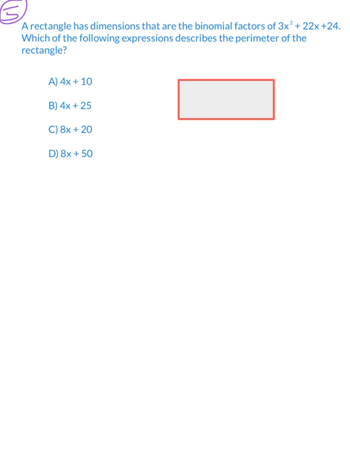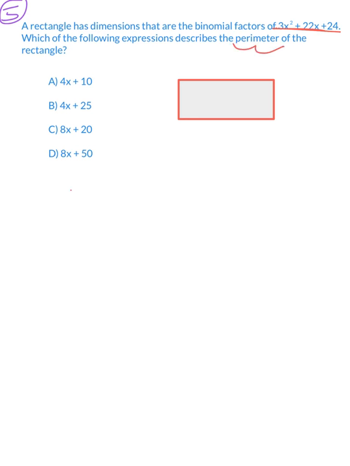And looking at our last problem for today, it says a rectangle has dimensions that are the binomial factors of 3x squared plus 22x plus 24. Which of the following expressions describes the perimeter of the rectangle? So we have a lot of things going on. We're talking about dimensions that are the factors of this, so we're going to have to factor 3x squared plus 22x plus 24. In the end, they're asking us what the perimeter is.